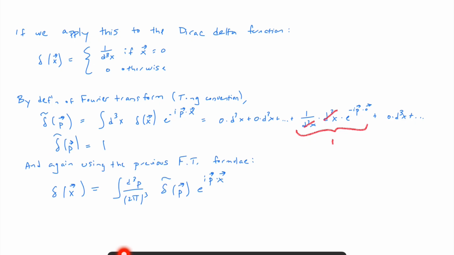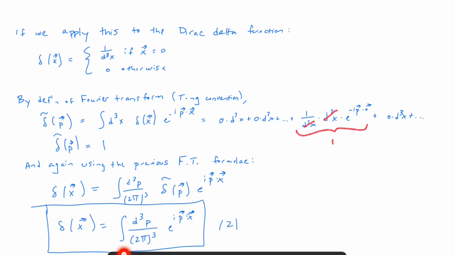Now, if you go back and say, okay, now I know the Fourier transform, I can re-express this function as an exponential sum with these coefficients, using the formula from the previous slide. The Dirac delta function is equal to the integral d^3p over 2π to the third, which are the conventions we're using according to David Tong, times the coefficients, which is the Fourier transform, delta tilde of p, times e to the ipx. But we just proved that this is equal to 1, so it factors out. This is an important formula: the Dirac delta function can be re-expressed as the integral d^3p over 2π to the third of e to the ipx.